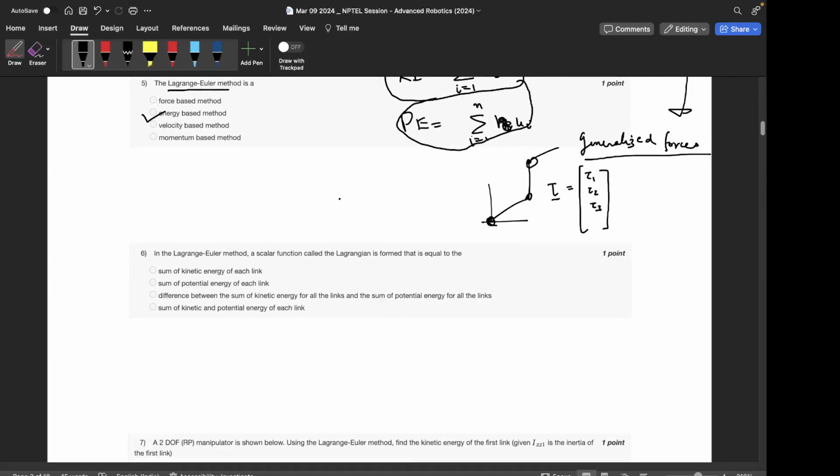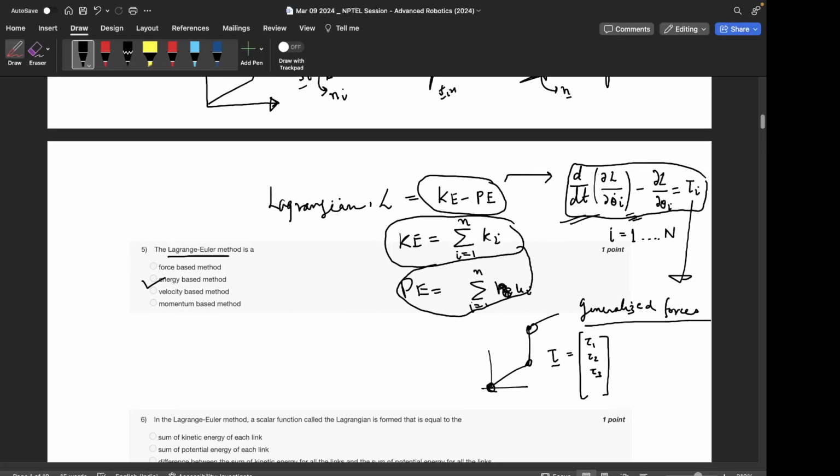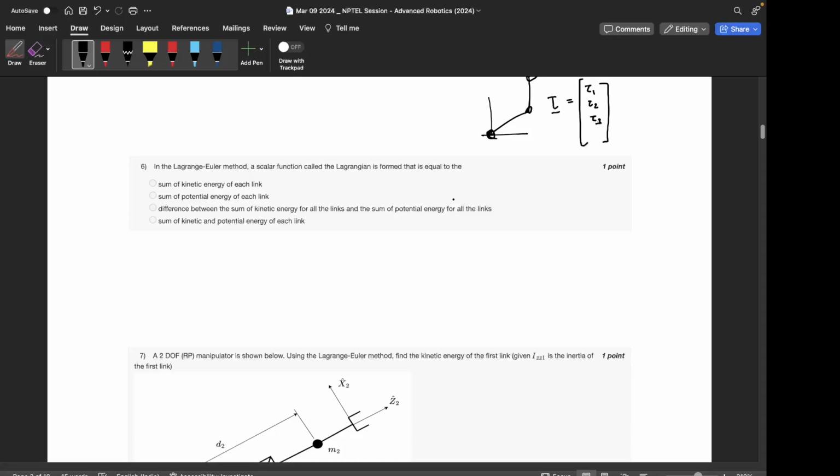Okay. The sixth question says, in the Lagrange-Euler method, a scalar function called the Lagrangian is formed that is equal to, as I just mentioned, the difference of the kinetic energy and the potential energy of all the links. So the sum of the kinetic energy for all the links, minus the sum of the potential energy for all the links. So L is equal to K minus P.